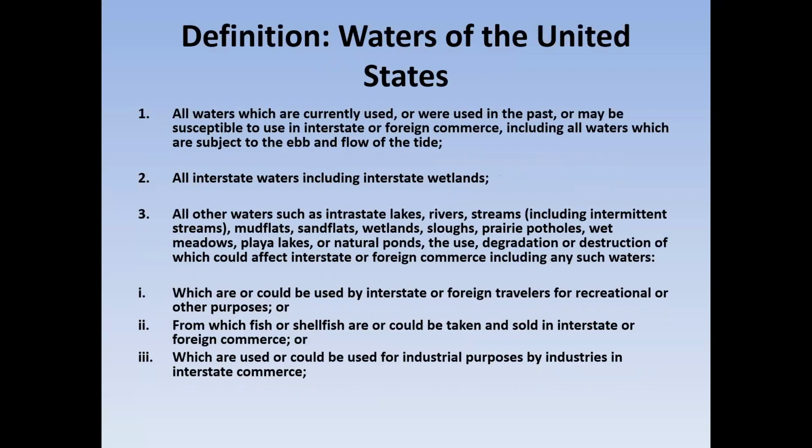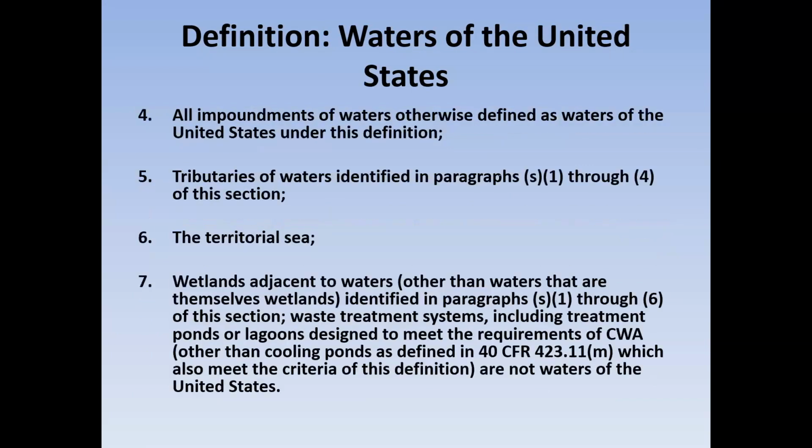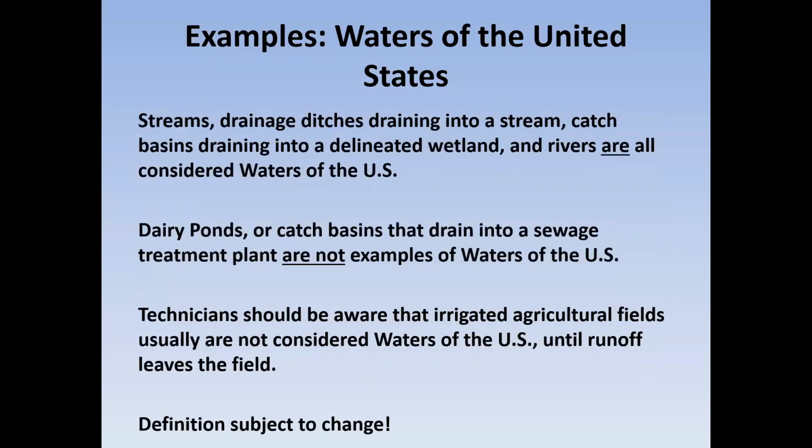Okay, this is a very busy slide, and I'm not going to read everything in its entirety. Waters of the U.S. is basically all waters which are currently used, were used in the past, or may be susceptible to use in interstate and foreign commerce. So basically, waters of the U.S. includes wetlands, interstate lakes, rivers, streams, etc. It also includes the territorial sea and wetlands adjacent to waters identified in the earlier paragraphs. Essentially, you have all streams and drainage ditches draining into a stream, catch basins that drain into delineated wetland, and rivers. Those are all considered waters of the U.S.